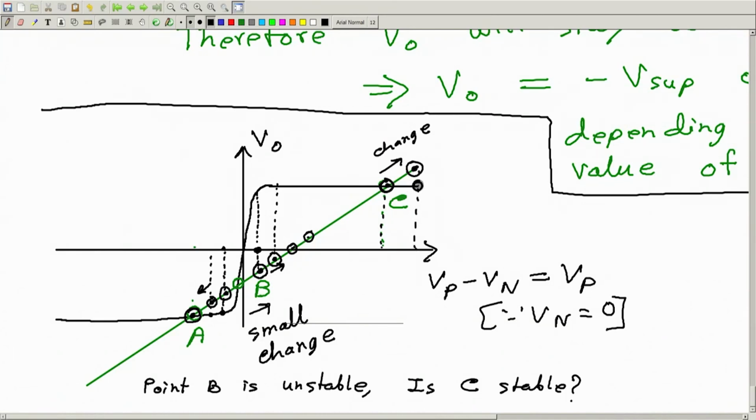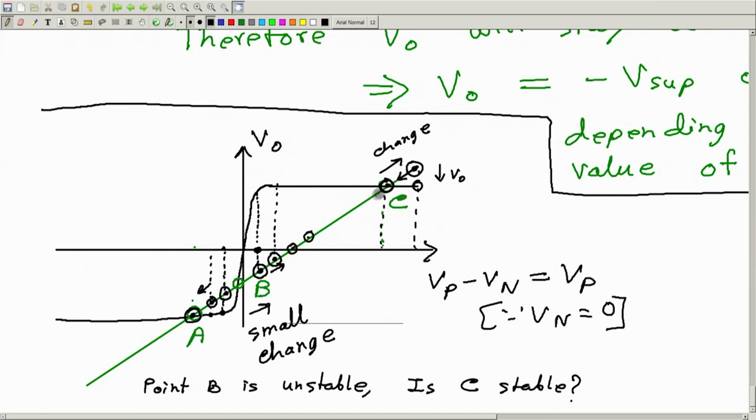So the op amp will now try to decrease the value of VO. Why? Because it has a higher value of output than it should have according to the static characteristic. So now VO will decrease. VO will decrease means what? Now I will come back in the opposite direction, and I will come back to point C.